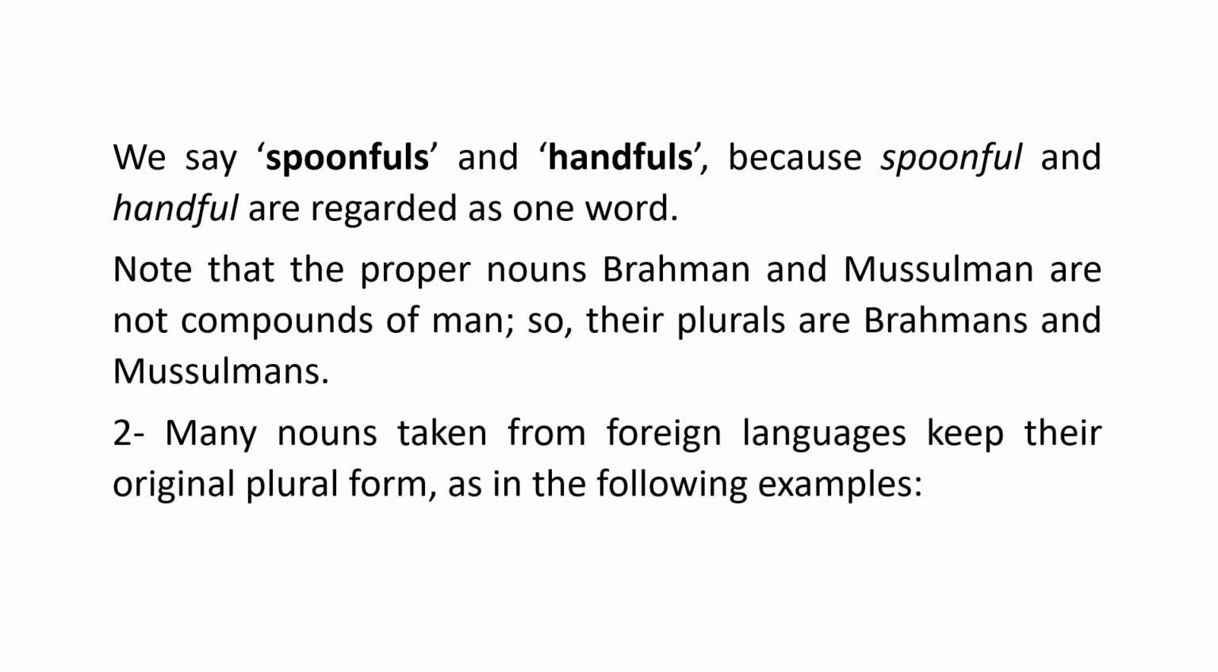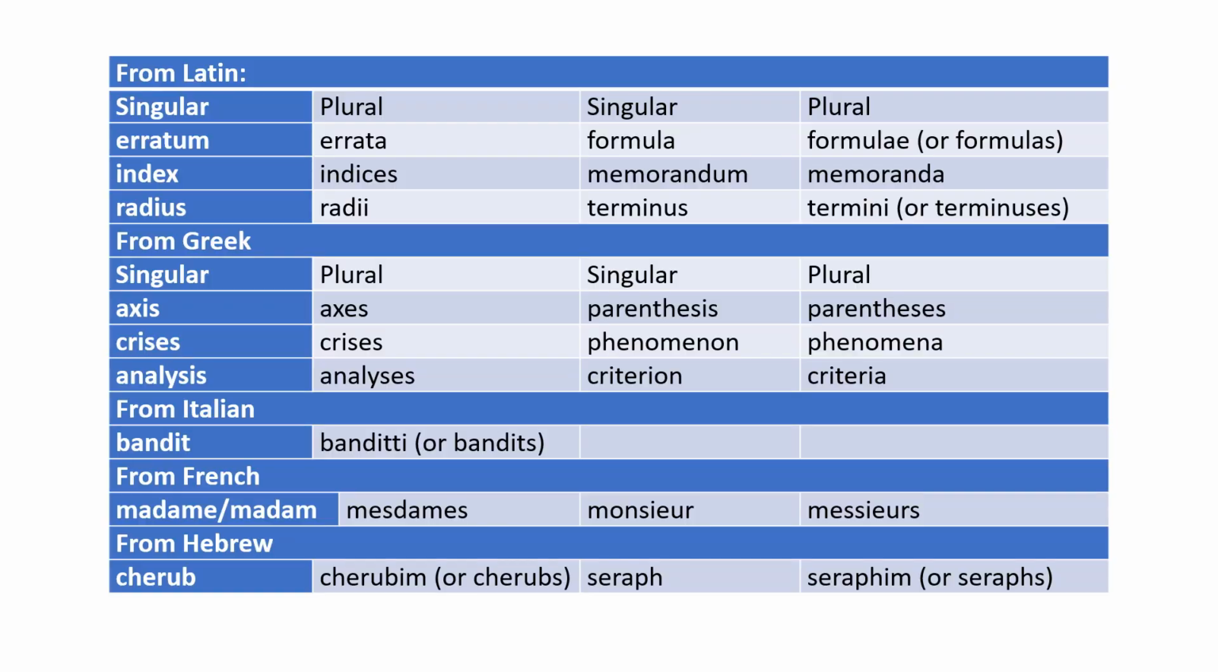Many nouns taken from foreign languages keep their original plural form, as in the following examples. Now let's examine some words taken from foreign languages. For example, from Latin language. Erratum, errata. Formula, formulae or formulas. Index, indices. Memorandum, memoranda or memorandums. We can keep the original or the anglicized plural. Radius, radii. Terminus, termini or terminuses.